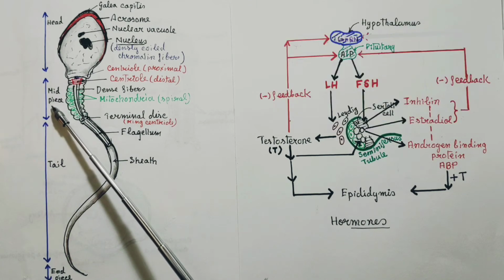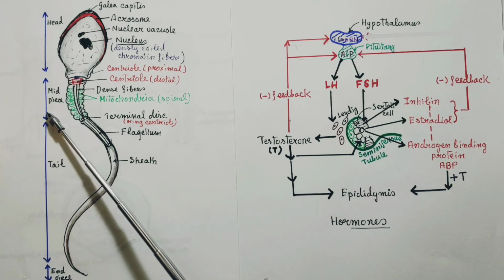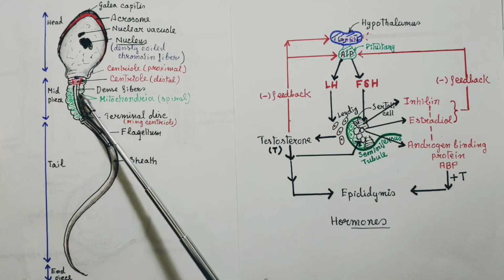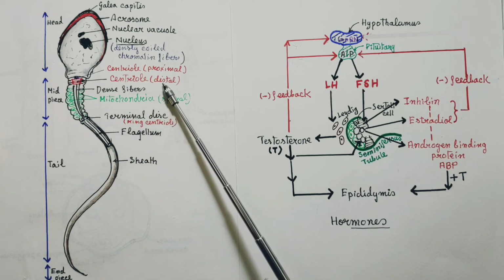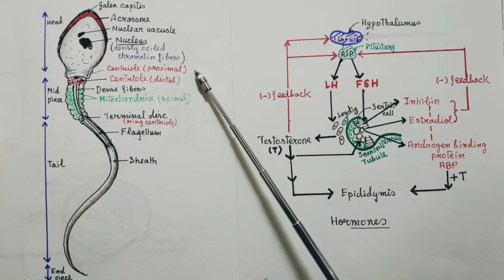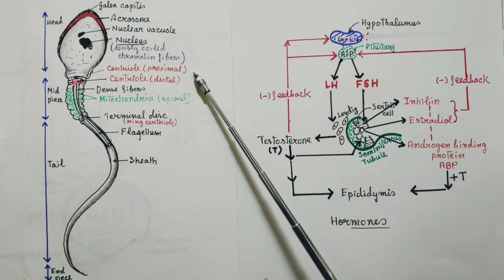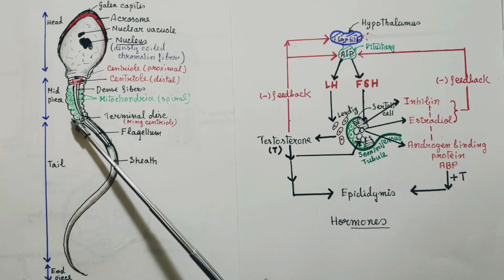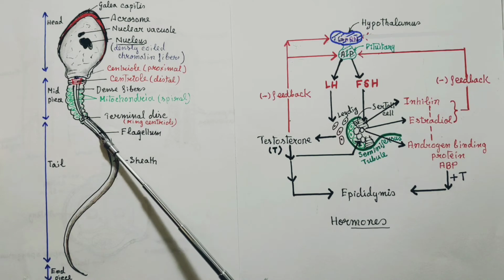The midpiece or the neck portion contains 2 types of centriole, the proximal centriole and the distal centriole. Among these 2 centrioles, this proximal centriole enters into the egg during fertilization. The distal centriole gives rise to the axial filament, which forms the tail part.